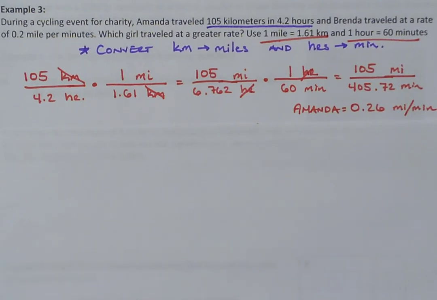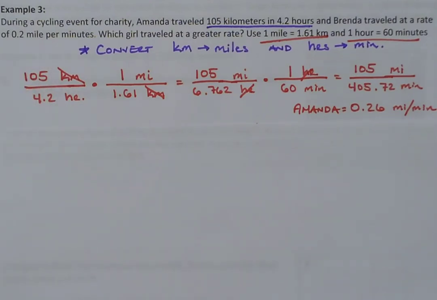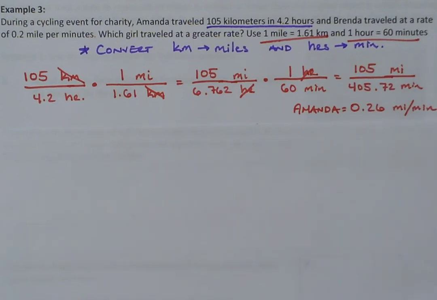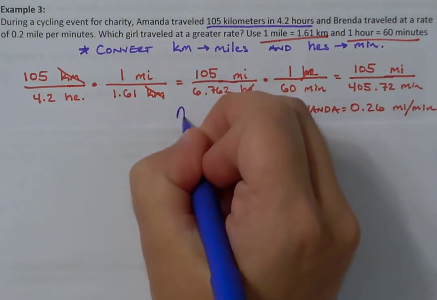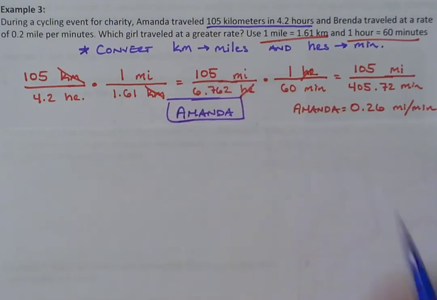So she went 0.26 miles per minute, and Brenda traveled at 0.2 miles per minute. So which one is faster? Well, Amanda's speed is faster by 0.06. So that means Amanda was faster than Brenda. So that is a way that we go through and use conversion to get similar rates, so that we can compare speeds or compare amounts easier.